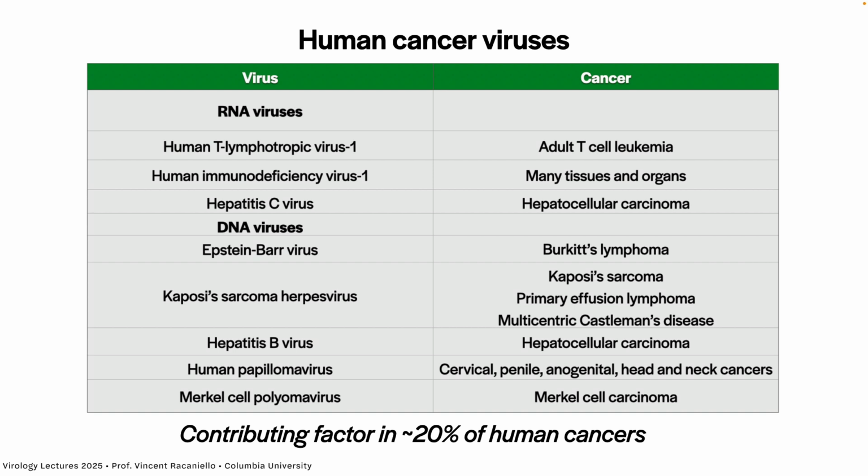So HTLV, HIV, hepatitis C virus are the RNA viruses. Epstein-Barr, Kaposi's sarcoma herpes virus, hepatitis B virus, human papillomavirus, and Merkel cell polyomavirus are the DNA viruses. These are the viruses associated with human cancers. I'm not going to talk about any of these today, except for 5 minutes, human papillomavirus. But what I'm going to talk about is how we came to understand how they transform cells, by studying other viruses, and that is viruses that cause tumors in non-human animals.